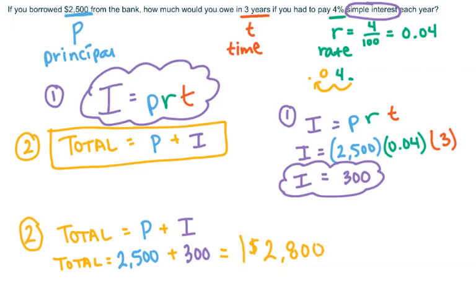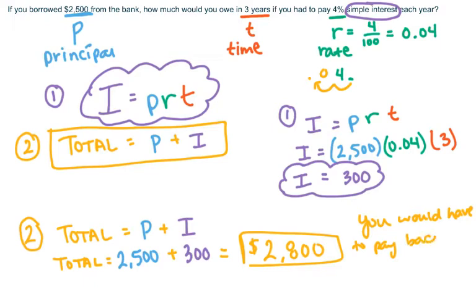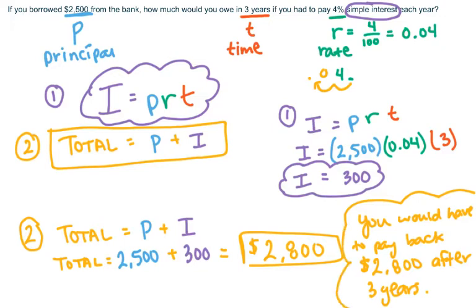You should get $2,800. Okay, so you would say you would have to pay back $2,800 after 3 years. So like at 3 years exactly. After 3 years. And then if I had more room, I would have said for borrowing $2,500 at 4% simple interest per year. This would be a good way to explain your answer there. Okay, so hopefully this video helped you out. If you have any questions about interest, please refer to your teacher.